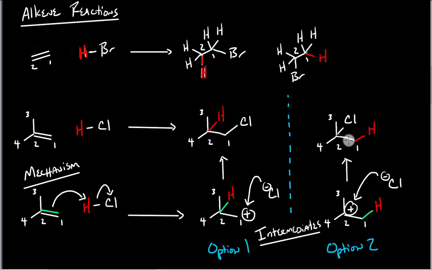Okay, so now what we've done is we talked about a slightly more complicated example for how an alkene can react with a hydrogen halide. So again, the first example was this very simple example of an ethene reacting with a hydrogen bromide. And we said that we could potentially have that red hydrogen either attaching to 2 or 1.